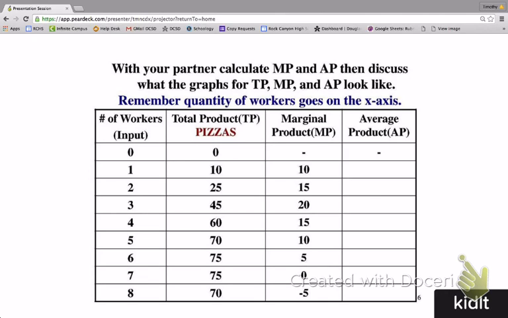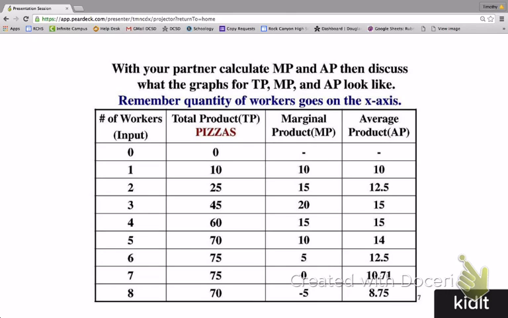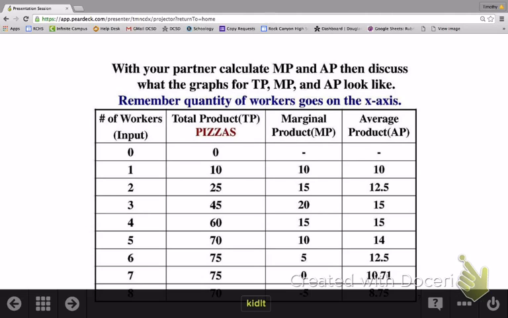So if you completed your first calculation, this is what the marginal product curve numbers should look like. And then here is what the average product numbers should look like. So you can use this to check your work and see if you calculated these columns correctly.